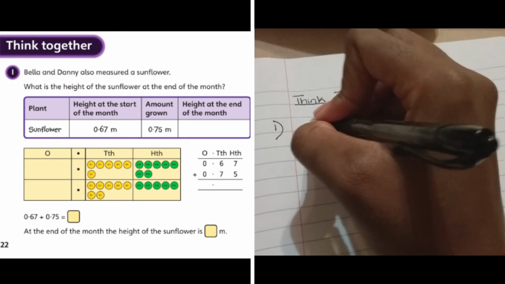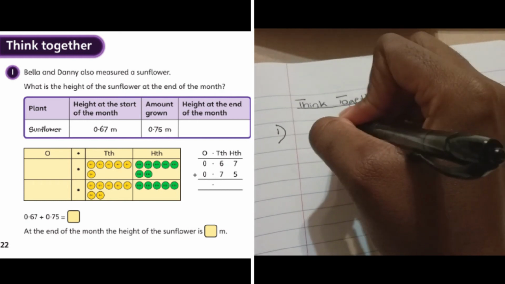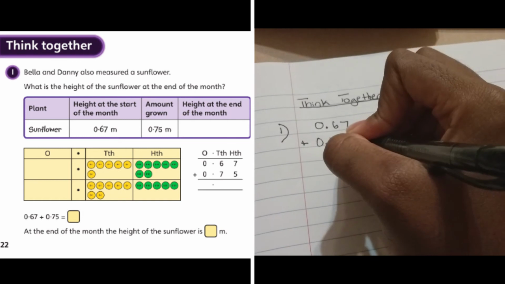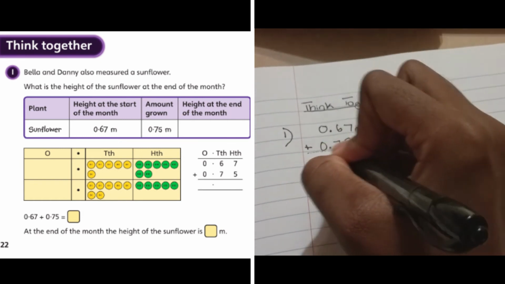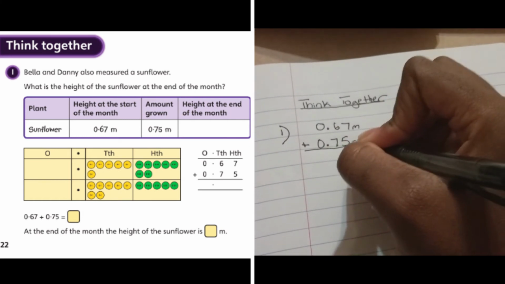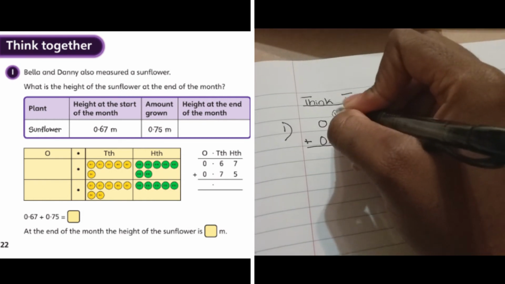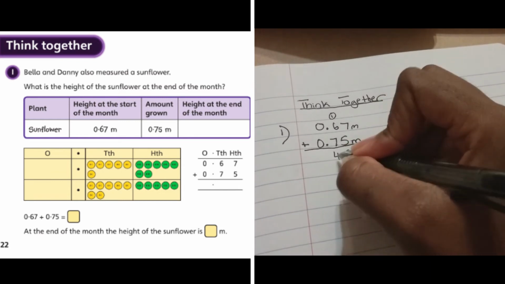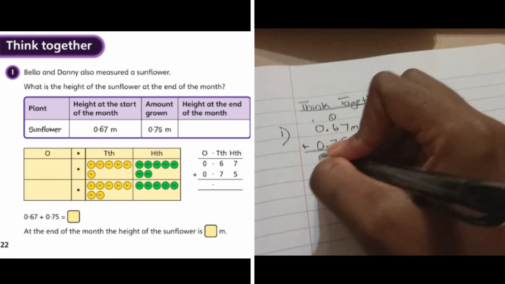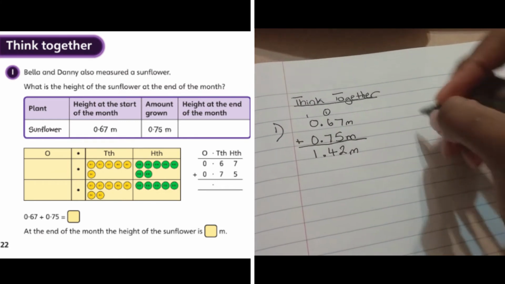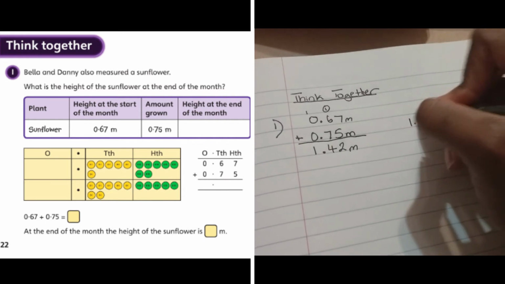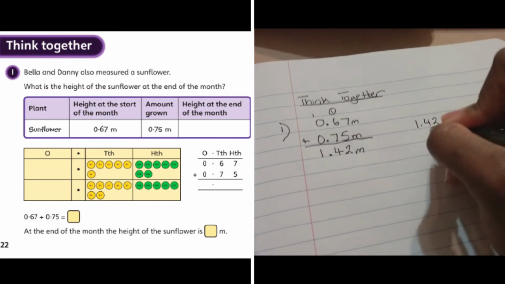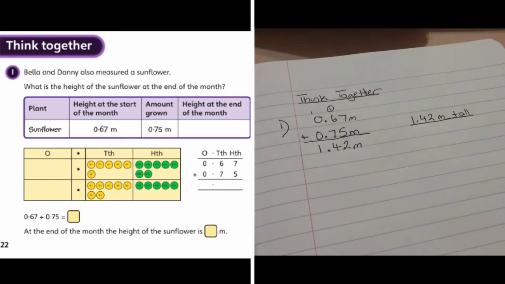So at the start of the month, the sunflower was 0.67 meters tall, and then it grew 0.75 meters. So I add those two together. 7 and 5 makes 12. Carry over my 1. 1 plus 6 makes 7. 7 plus 7 makes 14. Carry my 1. 1 plus nothing is 1. So at the end of the month, the sunflower is 1.42 meters tall. Same as before, just a simple addition problem.